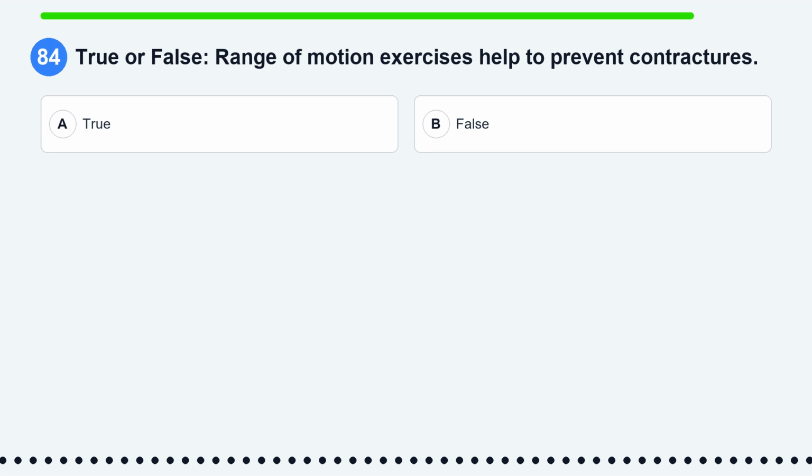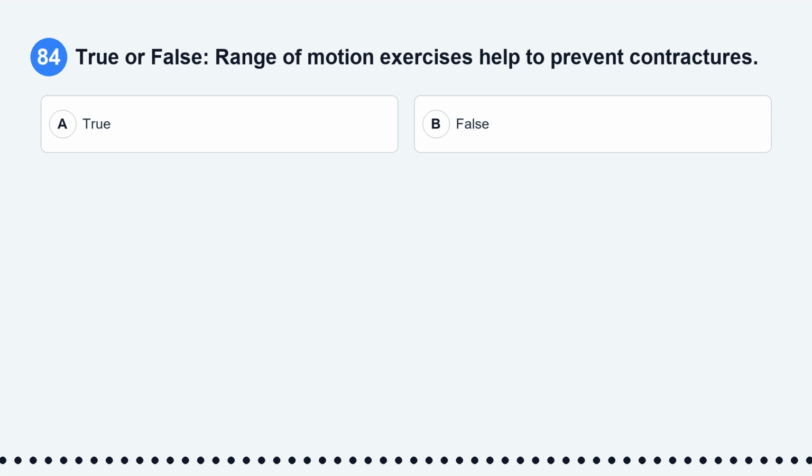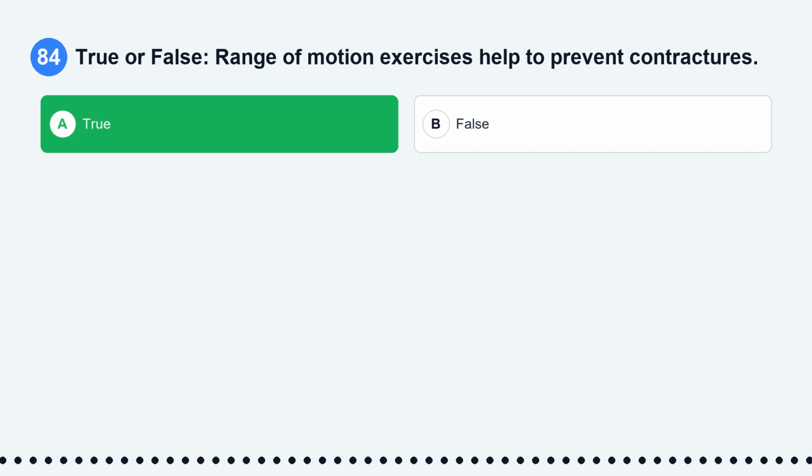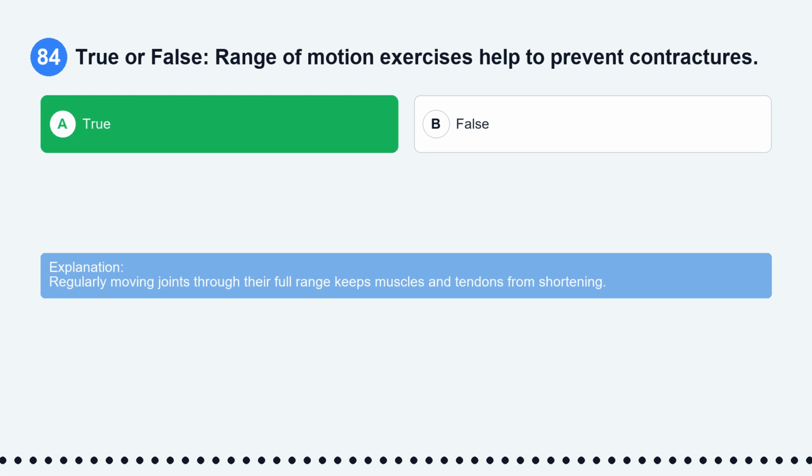Question 84. True or false, range of motion exercises help to prevent contractures. Option A, true. Option B, false. The correct answer is option A, true. Regularly moving joints through their full range keeps muscles and tendons from shortening.